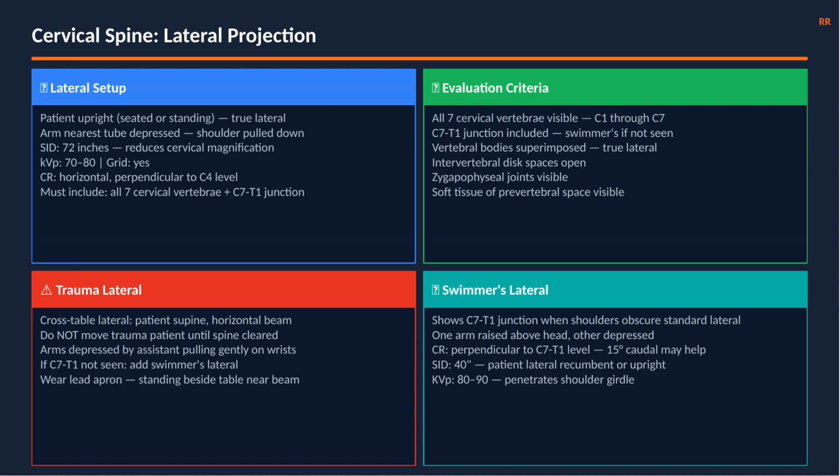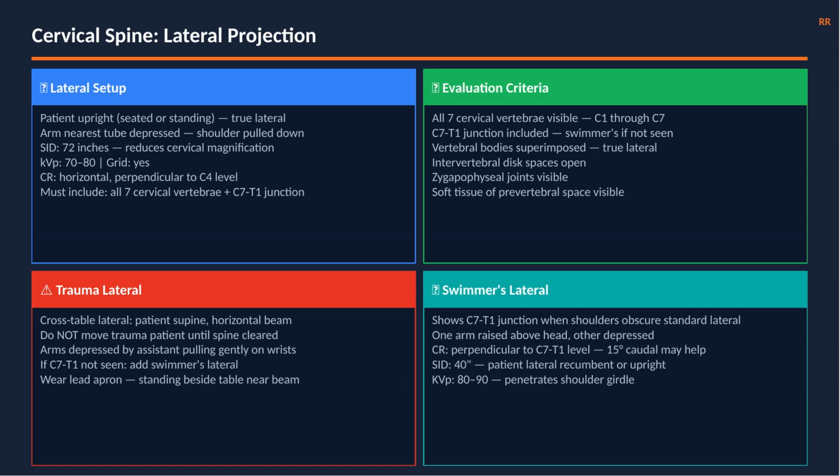Trauma lateral, cross table. Patient supine, do not move the head or neck. Beam is horizontal. IR placed against the lateral side of the patient's head and neck. An assistant gently depresses the shoulders by pulling on the wrists. Must demonstrate all 7 cervical vertebrae plus C7, T1.